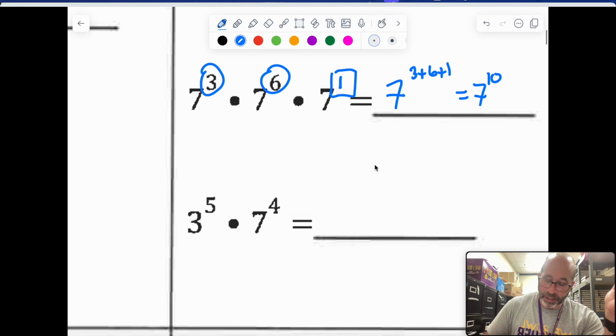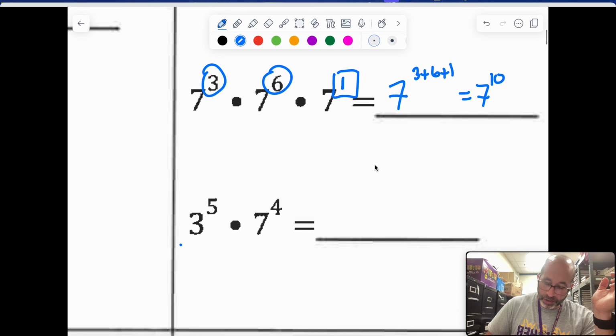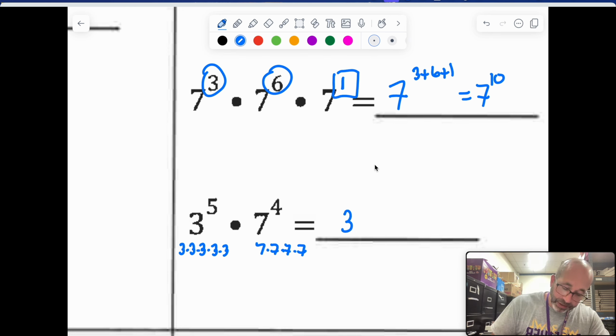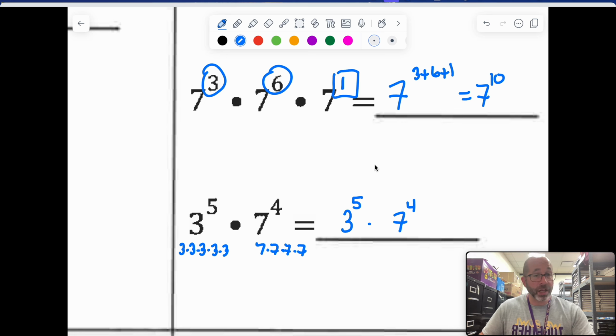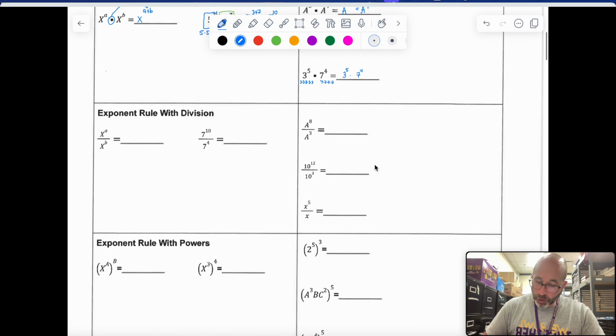When we look at the next one, there's nothing I can do. Why is this? Because this 3 to the 5th is 3 times 3 times 3 times 3 times 3, so there are 5 of them. And then there's 7 times 7 times 7 times 7, so there are 4 of them. I can't put this together. I don't have only 3's or only 7's; I've got 3's and I've got 7's. So I will keep this exactly as it is: 3 to the 5th and 7 to the 4th. That's all I can do, unless I wanted to multiply it out. All right, 2 more rules to go over here.